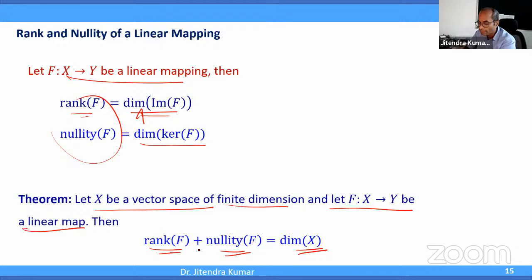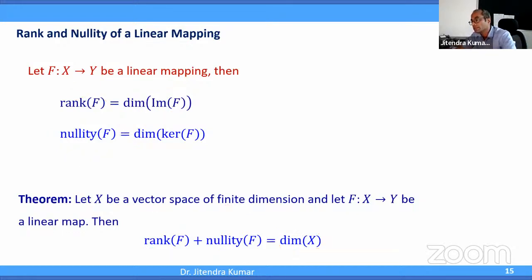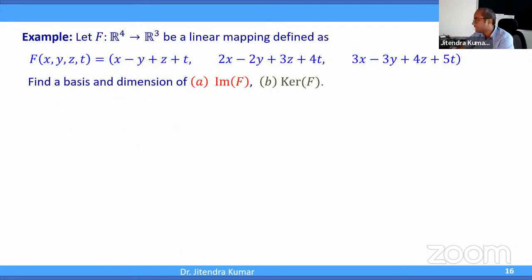So rank plus nullity gives you the dimension of X. This theorem has a lot of applications, an important result which can tell about the rank once the dimension and the nullity are given, or we can find out the nullity when the dimension and rank are given, and so on. So I will end with this example where we have a mapping R4 to R3.